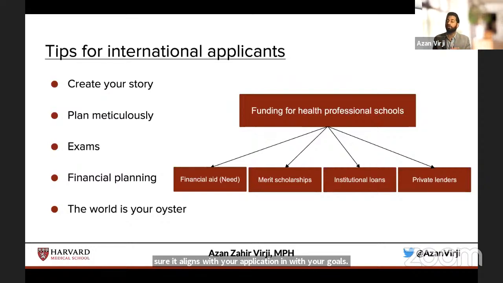But consider that there are experiences out there for summer internships, for study abroad, for taking a semester abroad in all these other countries that you should definitely explore.